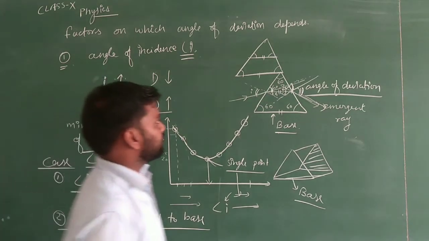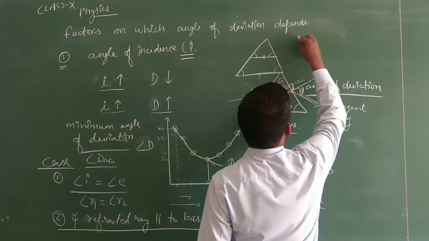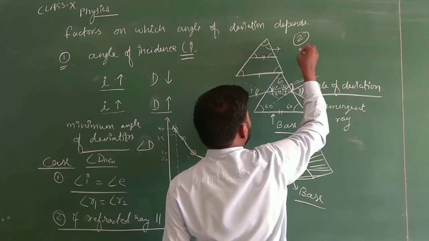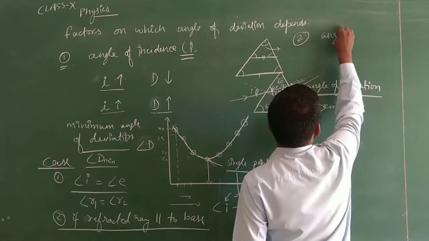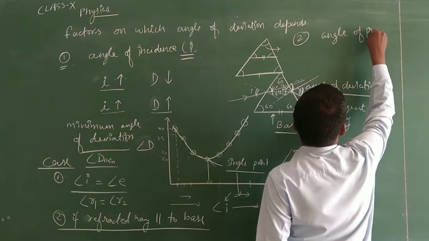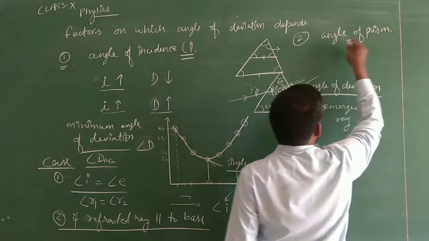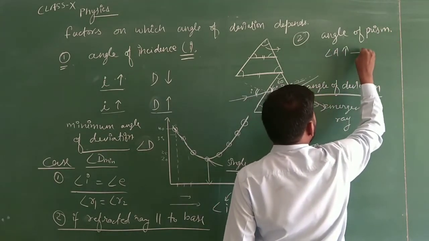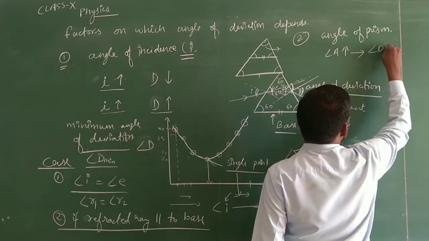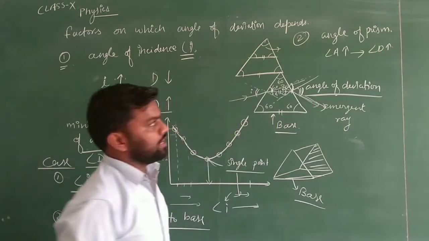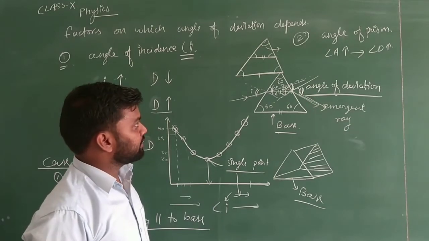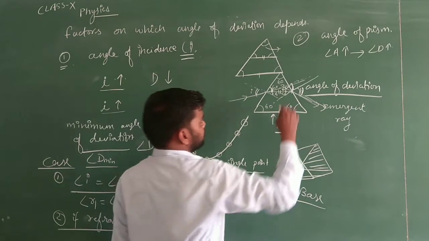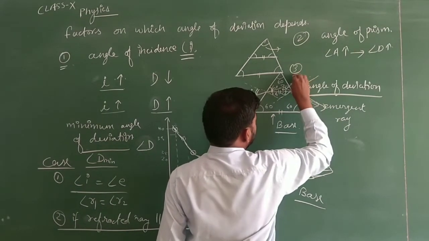Now the second case is it depends on the angle of prism also. If we are increasing the angle of prism, okay student, in the result the angle of deviation will also start increasing.